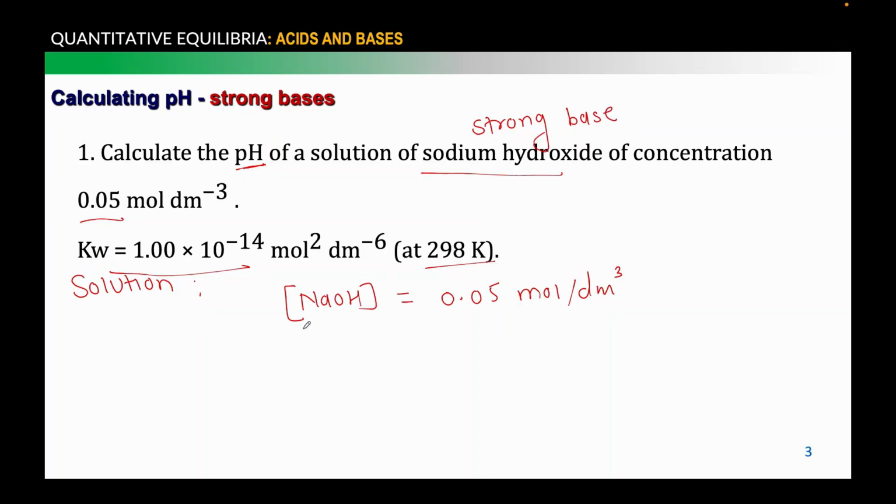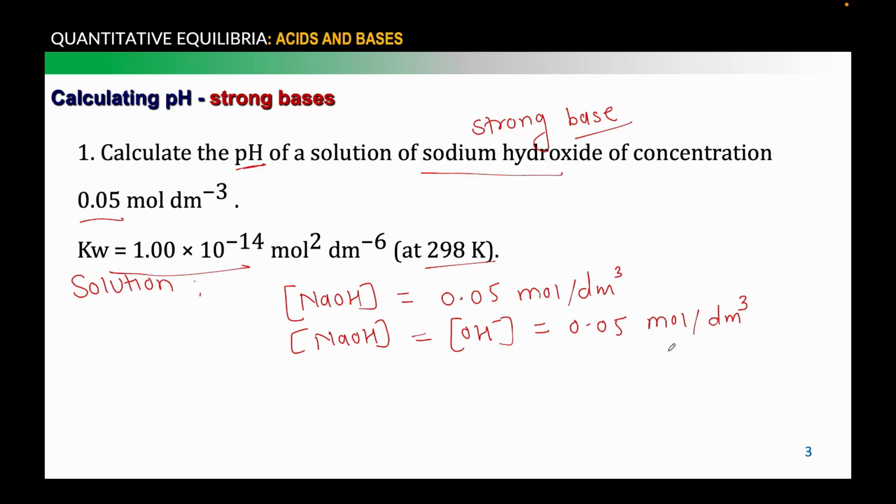So this is the reason concentration of base, whatever given, is equal to concentration of hydroxyl ion. So what is the concentration of sodium hydroxide given? It is 0.05 mole per dm3. So it means, student, concentration of hydroxyl ion is equal to concentration of sodium hydroxide because it is a strong base, and it is equal to 0.05 mole per dm3.